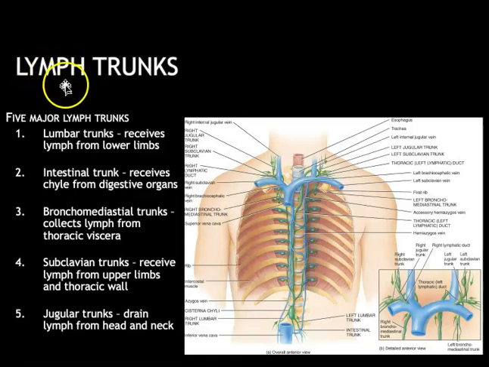We have 5 major lymph trunks. These will supply the various regions of the body. There are the lumbar trunks that are receiving lymph from the lower limbs, the intestinal one that's receiving it from the digestive organs, something called the bronchomediastinal trunk, if you remember that mediastinum. So that's collecting lymph from the thoracic cavity and the thoracic viscera, or the organs of the thoracic cavity, in other words, heart, lungs. The subclavian trunks are receiving lymph from the upper limbs and the walls of the thoracic cavity, and then the jugular trunks are draining it from the head and the neck.